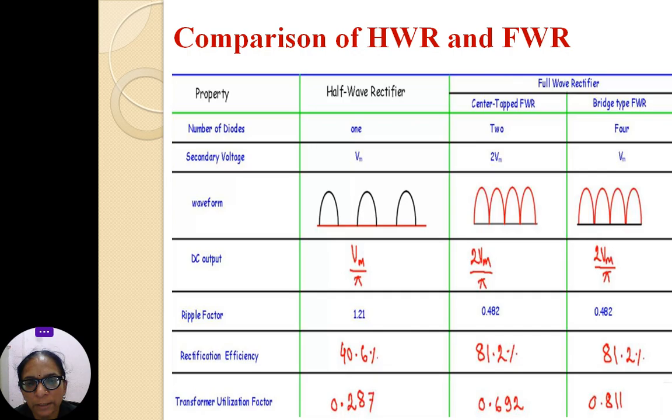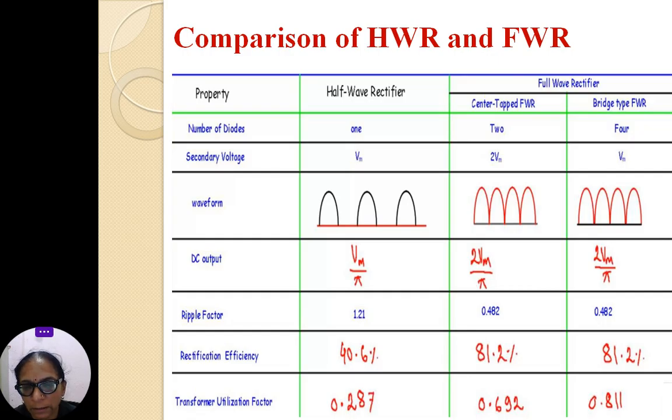Now this is the comparison of half-wave rectifier and full-wave rectifier. In the half-wave rectifier, the number of diodes required is 1. In the center tap full-wave rectifier, the diodes required are 2. In the case of the bridge rectifier, the number of diodes required is 4. Secondary voltage is Vm in the case of half-wave rectifier, 2 Vm in center tap full-wave rectifier, and Vm in bridge type full-wave rectifier. DC output in the case of half-wave rectifier is Vm by pi. In the case of full-wave rectifier, it is 2 Vm by pi.